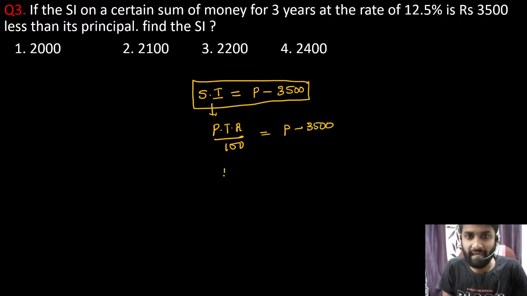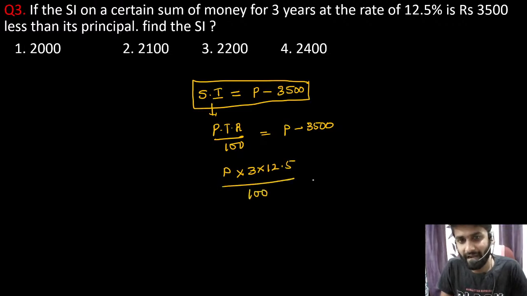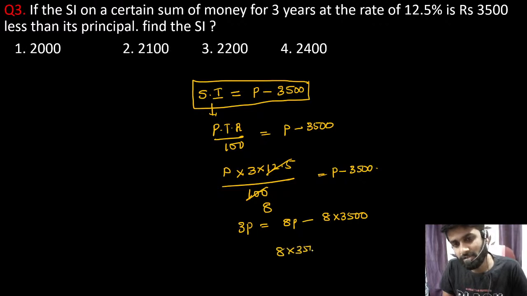Now see, we don't know the principal P, but the time period is 3 years. Rate of interest is 12.5 percentage divided by 100, equal to P minus 3,500. So 12.5 becomes 1 by 8. Now you calculate: 3P is equal to 8P minus 8 into 3,500. Then 8 into 3,500 is equal to 5P. Then 5 becomes 7 times, the P value becomes 5,600.